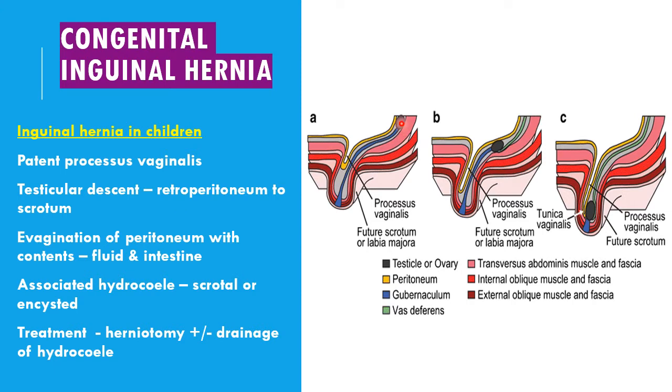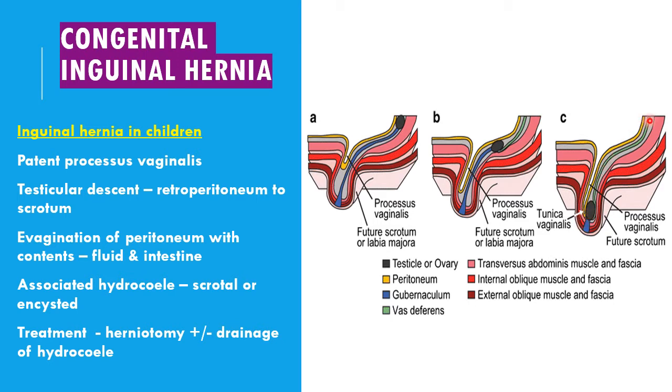The testis is in the retroperitoneum before birth. It travels down to reach the scrotum, and by birth it is already in the scrotum in the majority of children. This is preceded by an invagination of the peritoneum, the posterior or retroperitoneal layer here, and that is the processus vaginalis. In most children, this processus vaginalis is obliterated by birth, but in some children it remains patent even after birth, and this patent processus vaginalis is the cause for the descent of the intestine into the scrotum as an indirect inguinal hernia.